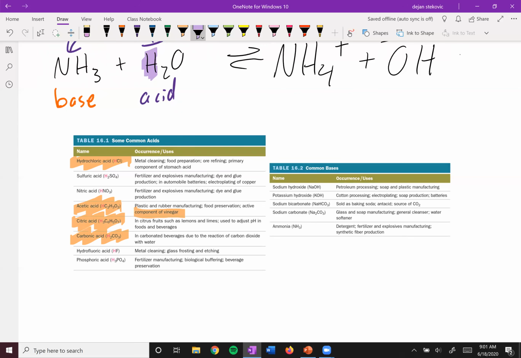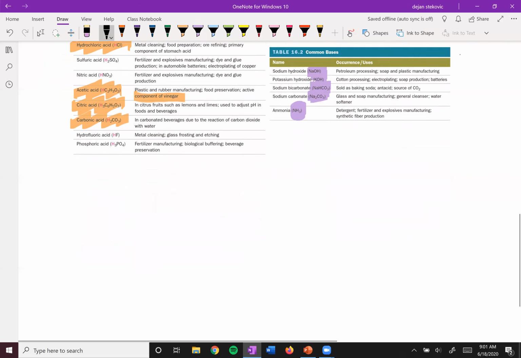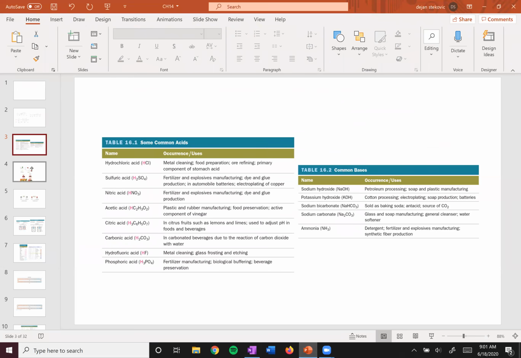And then on the right, we have some bases. We have some hydroxides, and it's obvious to tell that this is a base. Then we have bicarbonates, which are basically carbonic acid without the H plus. And then we have ammonia. You definitely want to know that ammonia is generally considered a base. It's a very commonly used base.